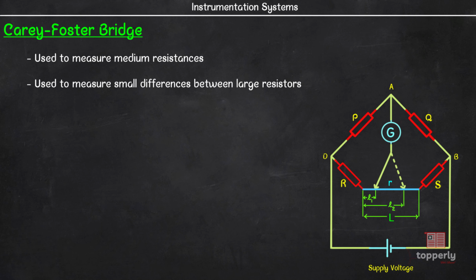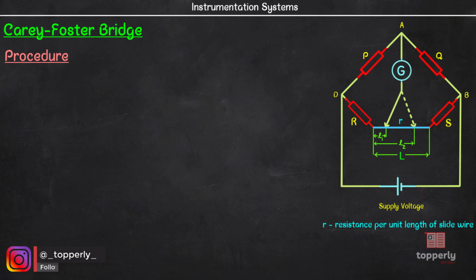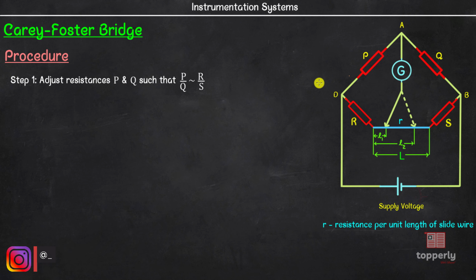Now, let's see the procedure in this method to determine the unknown resistance. In the first step, we adjust the resistances P and Q such that the ratio P by Q is approximately equal to the ratio R by S. That is, we adjust resistances P and Q so that the bridge is approximately balanced.